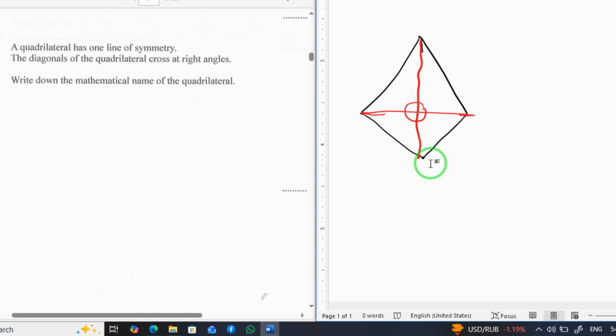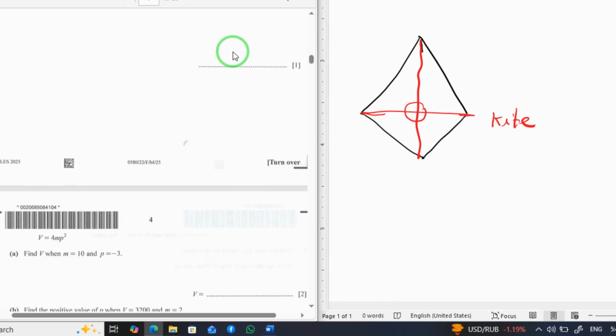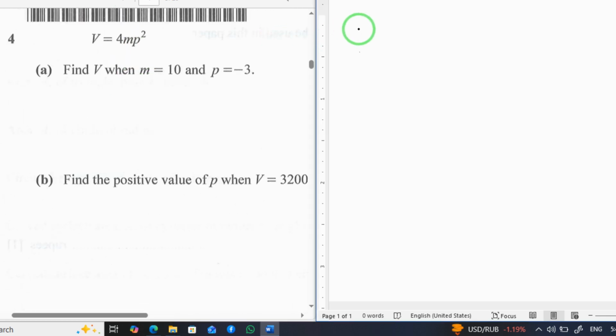So this is the answer to this question, but you should write down the mathematical name of the quadrilateral. You should write the name of this. What is the name of a quadrilateral like this? Actually, this is the kite. So we should write its name in this part here. Yeah, it has 1 mark. Kite.